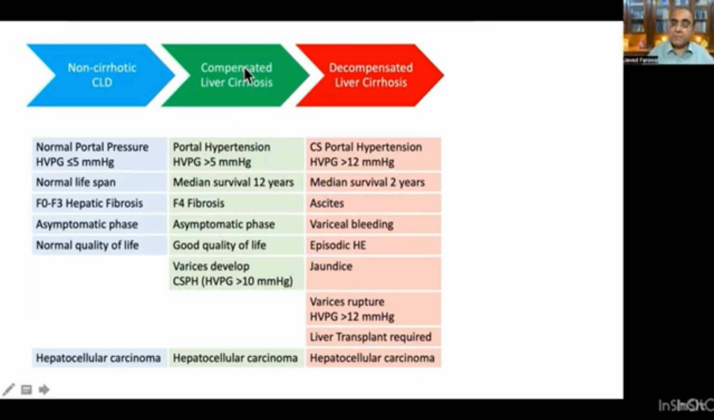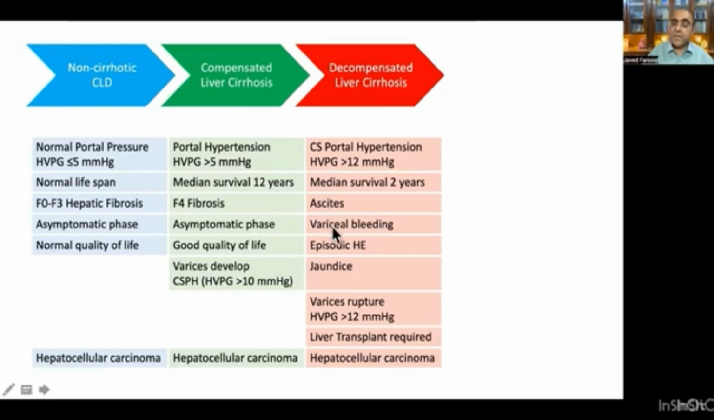Because in a patient with compensated liver cirrhosis, four main complications may occur, and these may occur as an individual complication, a group of complications, or a combination of complications. These complications are ascites, variceal bleeding, hepatic encephalopathy, which is episodic, and jaundice. Ascites is the most common complication which makes compensated liver cirrhosis decompensated liver cirrhosis.